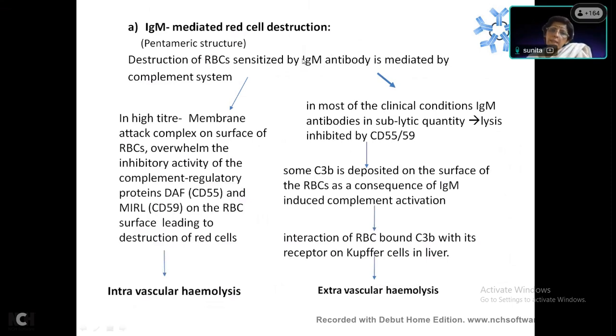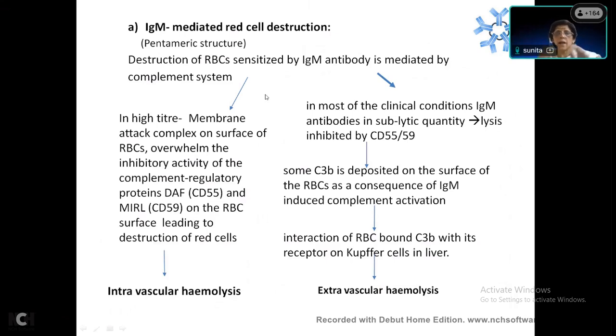Now, how these cells are destroyed by the IgM antibody. This is the pentameric structure. See, that is a difference from IgG. The distance between the two arms is very less in IgG, so they cannot agglutinate the red cells. But this is pentameric, can agglutinate the red cells. But still, the extravascular hemolysis is common in this IgM-mediated red cell destruction.